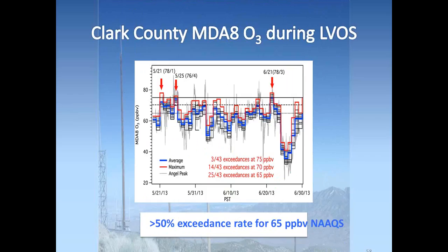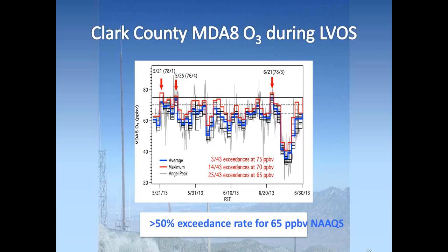All right. This is just summarizing the results from Elvis, which took place over 6 weeks. And what I plotted here is the NBA-8 ozone measured within the regulatory monitors in Clark County. And I plotted on top of that the measurements actually at Angel Peak, which were up on the mountain. And those are shown in gray. And you can see that they're very highly correlated there.